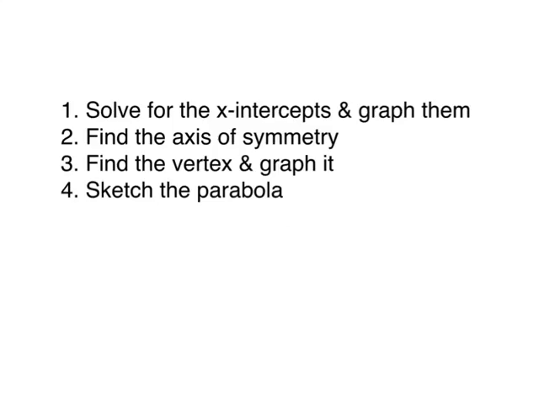So the steps are: you have to solve for the x-intercepts and then graph the two intercepts. Then you find the axis of symmetry by just finding the exact middle. Then solve for the vertex by plugging in the x value to get the y value of the vertex and graph it. And you sketch the parabola to make it open up or open down. And that's it.